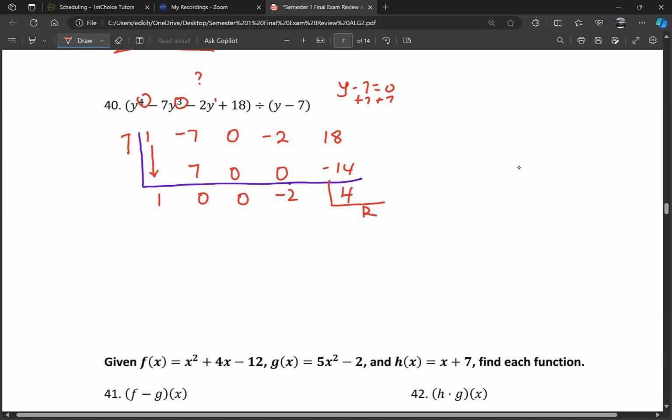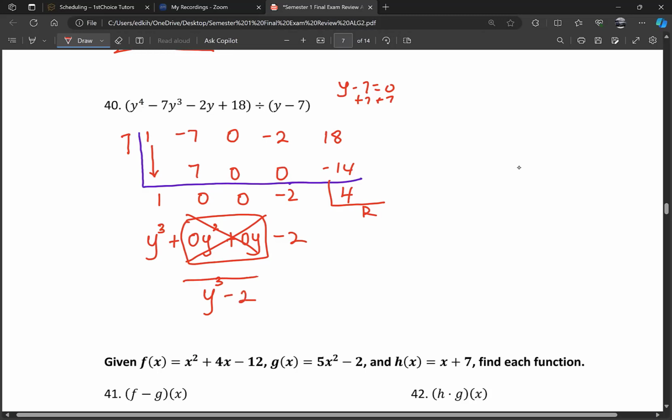This is your remainder. So now we got to write the new equation, right? Remember, after dividing, you drop the degree by 1. We started with a y to the 4th. So now the coefficients are 1y to the 3rd plus 0y squared plus 0y minus 2. But is there really a point of showing these? That's kind of silly for me to write this. I'm just going to eliminate those. And we're going to write the answer out as y cubed minus 2.